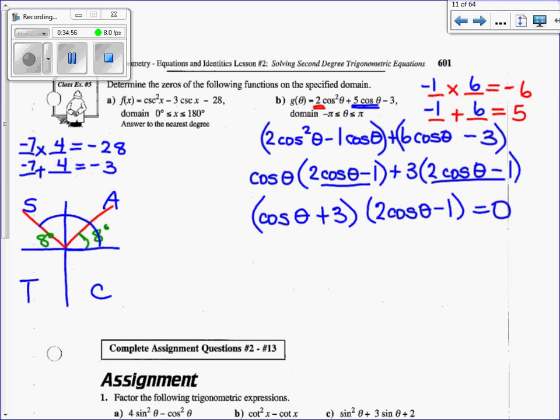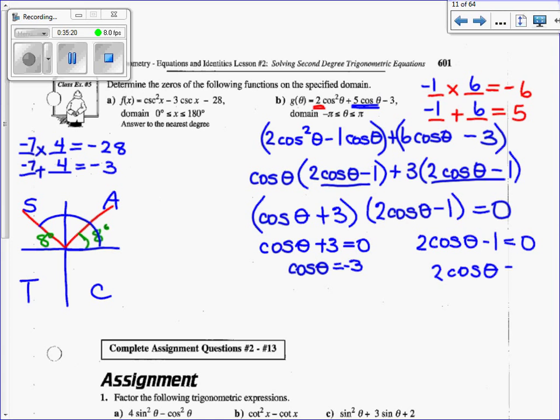Okay, so I've got cos theta plus 3 equals 0, or 2 cos theta minus 1 equals 0. So again, cos theta equals negative 3, subtracting 3 from both sides, or 2 cos theta equals 1, divide by 2, cos theta equals 1/2.